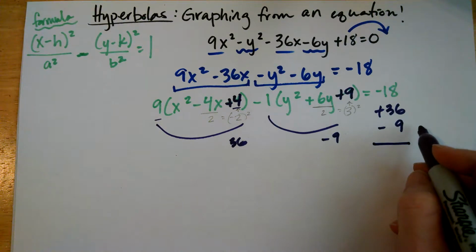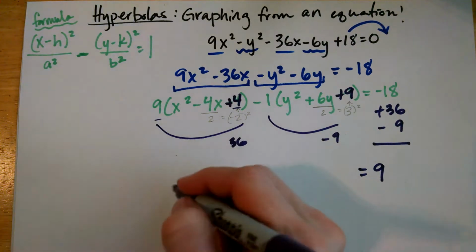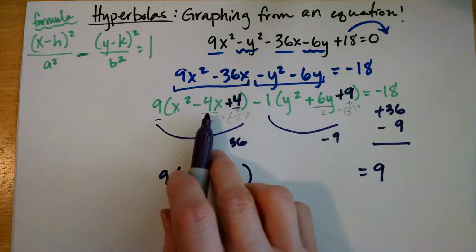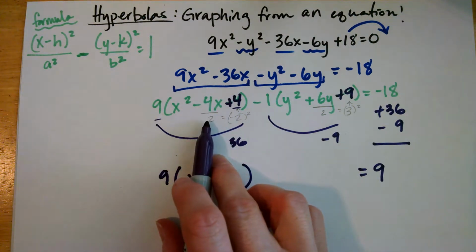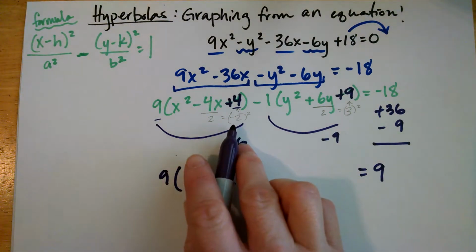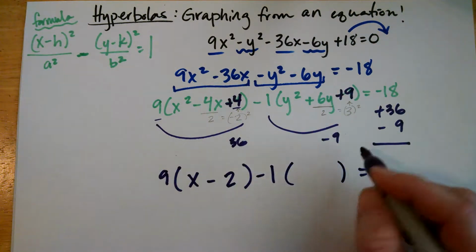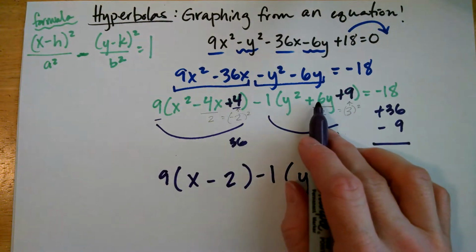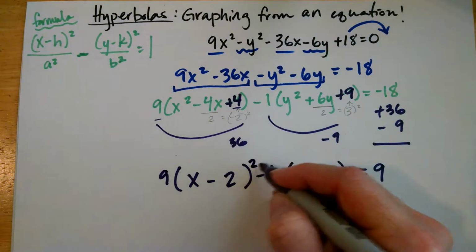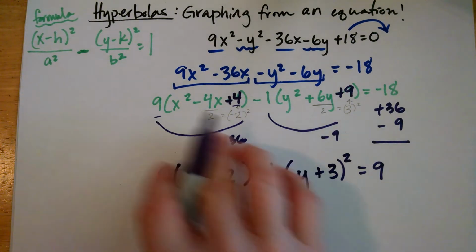Okay, so now I've got a total on this side, which is actually just 9. And then over here I've got 9 times, now since I completed the square, I've got my x, and then whatever I broke this down to, whenever I cut that in half, that's going to be the term that goes here. So x minus 2, and that came from this right here when I cut it in half. Minus 1, and then this one is y, and when I cut that in half, my y term was a 3, so I'm going to do plus 3. This is squared. This is squared. I completed the square, so now it's a binomial squared. Now it's sort of looking like this.